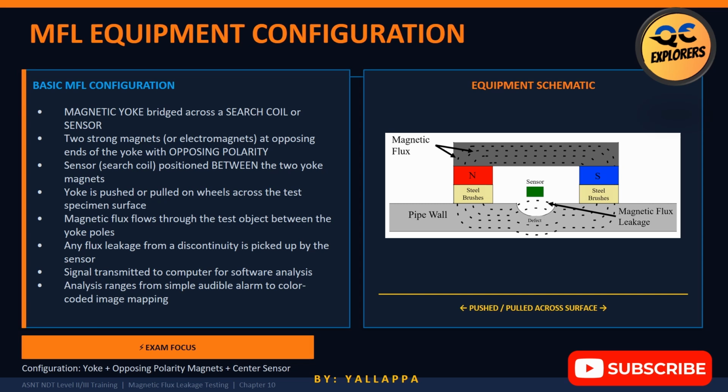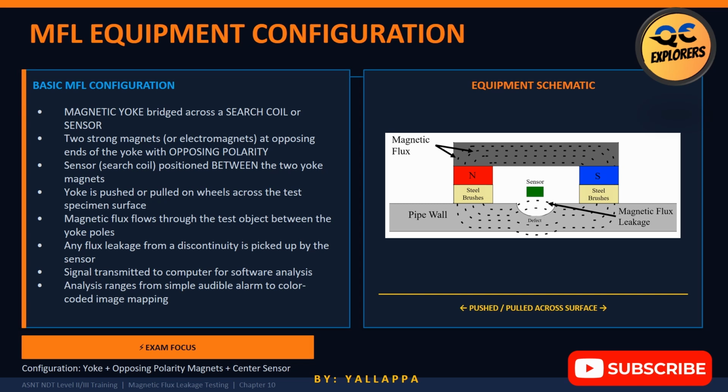Why opposing polarity? Because opposing poles create a complete magnetic circuit through the test object. That magnetic circuit saturates the material. Now suppose the scanner moves over corrosion. Flux leaks upward. The center sensor detects it. Simple, but powerful. Exam challenge.